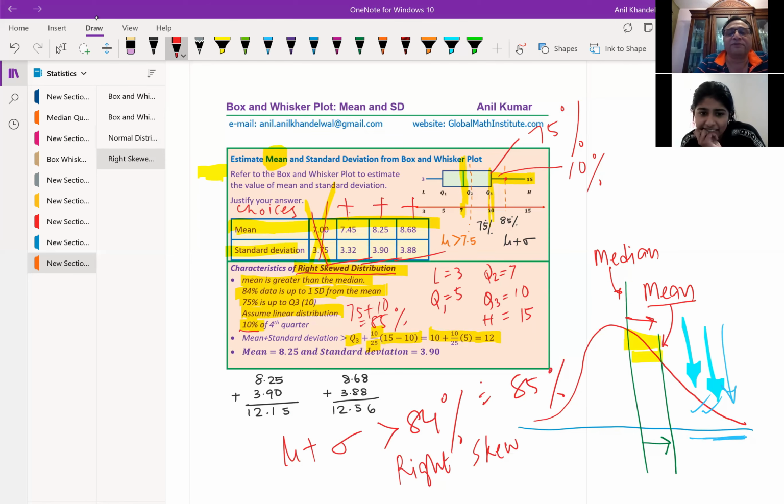Tell me, what do you get for 7.45 and 3.32? 10.77, which is much, much lower, right? Which is very, very close to Q3. You can discard this value. Now, let's add the other two. 8.25 plus 3.90. What do you get? 12.15. And if you do the next value addition, you get 12.56.